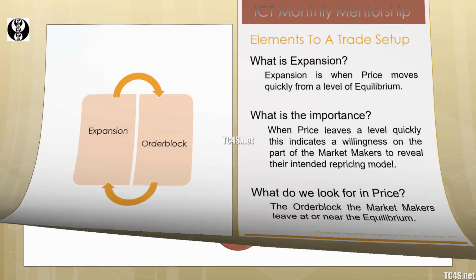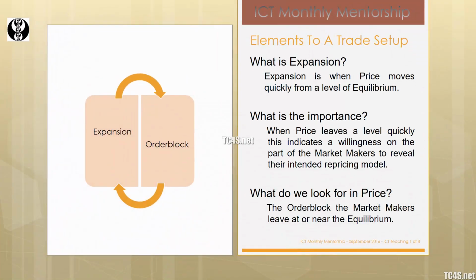Now, what is expansion? Expansion is when price moves quickly from a level of equilibrium. Expansion couples directly with the tool of an order block. Now, what's the importance of knowing expansion? Well, when price leaves a level quickly, this indicates a willingness on the part of the market makers to reveal their intended repricing model. Now, what does that mean? Well, if we're in a consolidation, or a point of equilibrium, if price were to move up quickly, that would give us an indication of looking for a bullish order block.